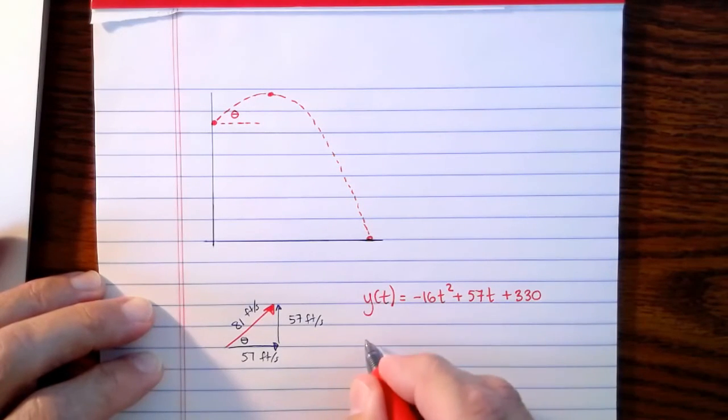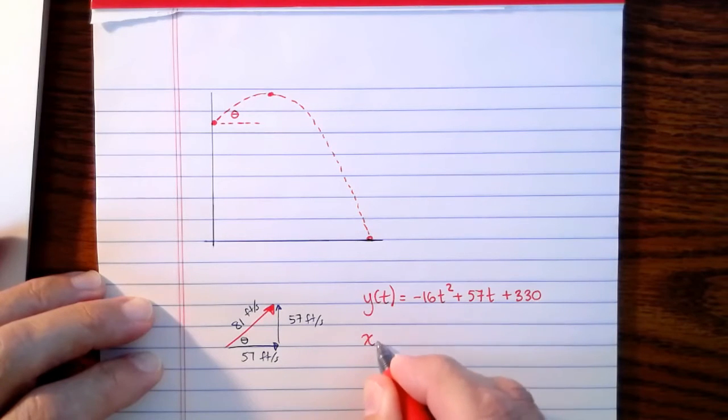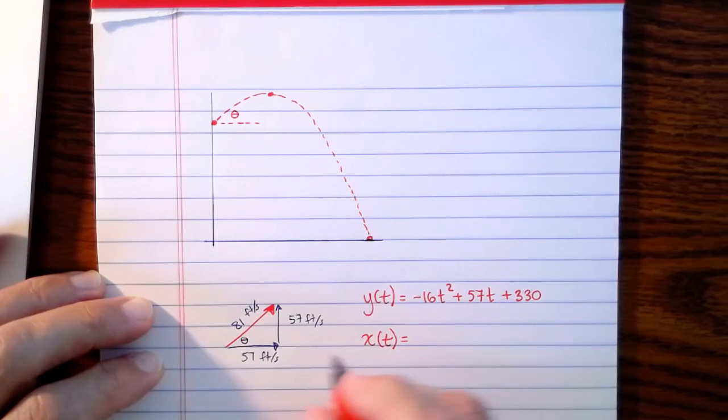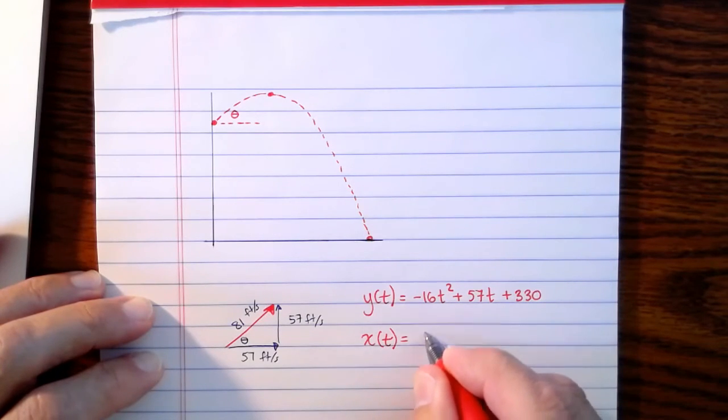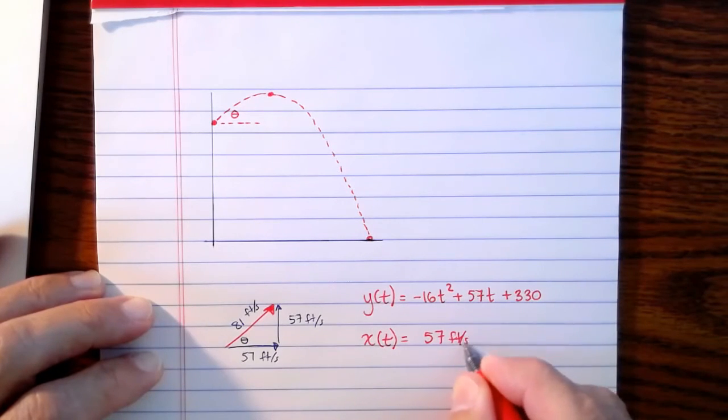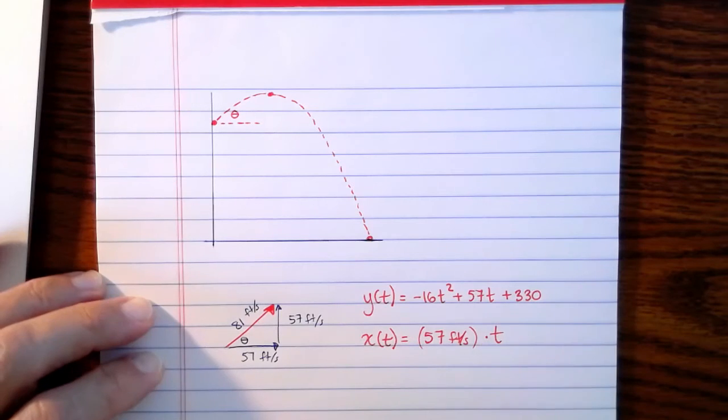The other equation is the horizontal position, which we call x of t, and since it doesn't accelerate in the horizontal direction, how far it goes horizontally is just the 57, the horizontal velocity in feet per second, times the time.